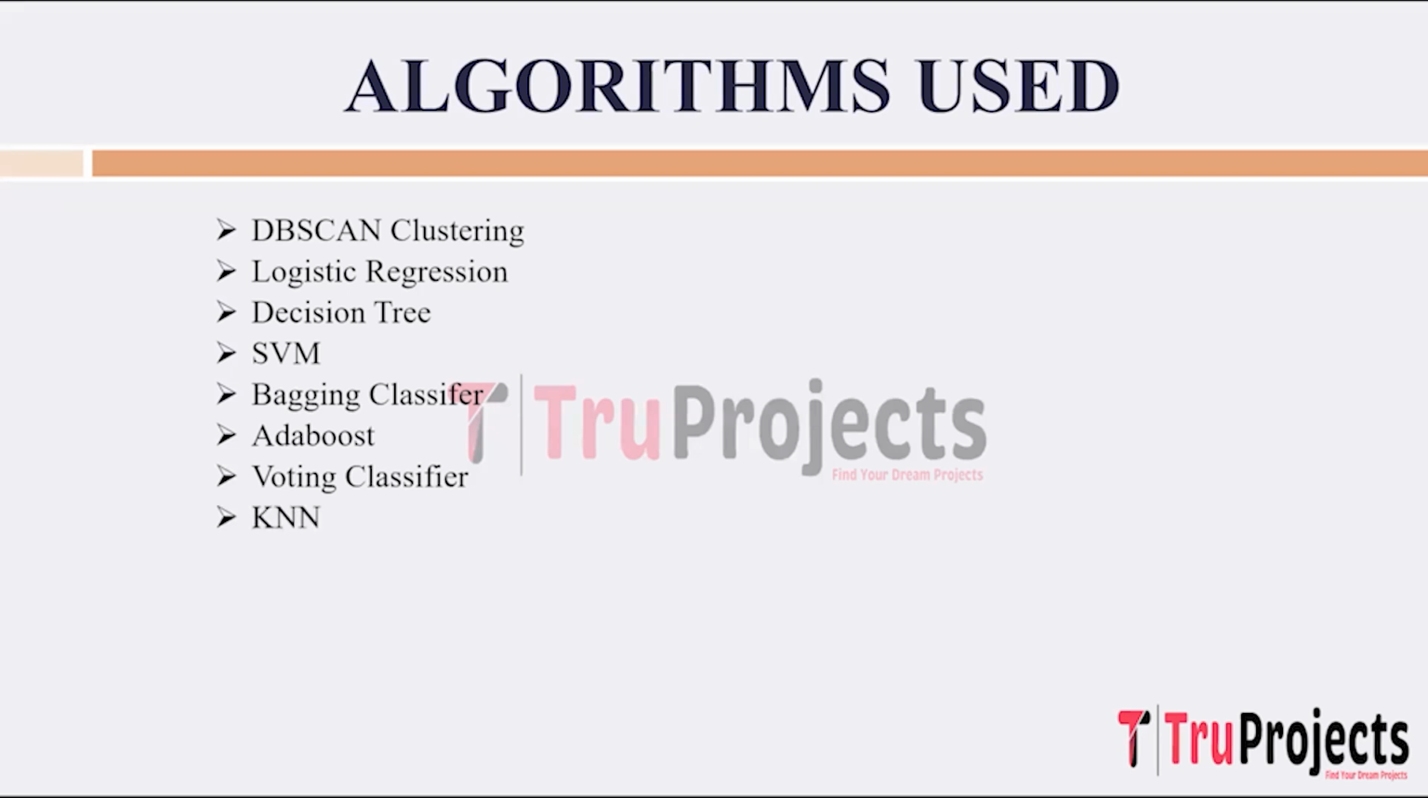Coming to the next algorithm, which is KNN, K nearest neighbor. KNN is a non-parametric lazy learning algorithm used for classification and regression tasks. It predicts the class label of a sample by comparing it with the k nearest neighbors in the training set, where k is a user-defined parameter. KNN is simple to implement and can handle complex decision boundaries.